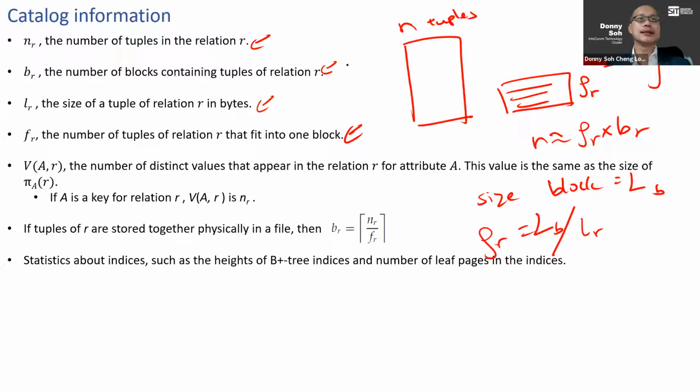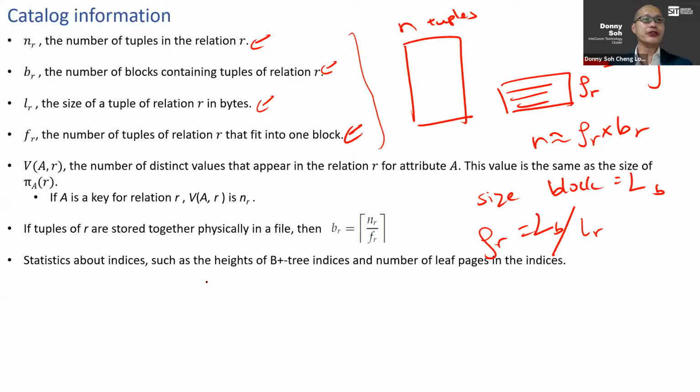So yeah, this is how the symbols are related. V(A, R) is the number of distinct values that appear in the relation R for attribute A. So it's the same size as a projection.